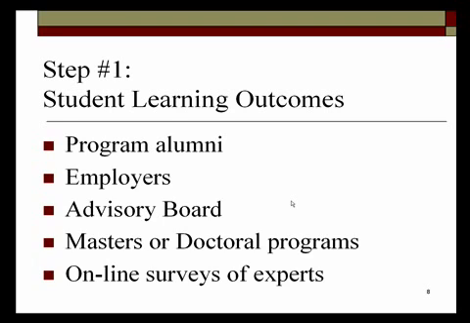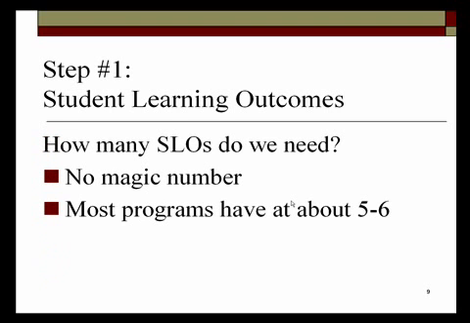But how many student learning outcomes should a degree program have? There's no magic number that will be right for all programs. Try looking at the SLOs of other similar programs to see if there seems to be a typical number. Most programs have about 5 or 6 SLOs on average, but you can have more or fewer.